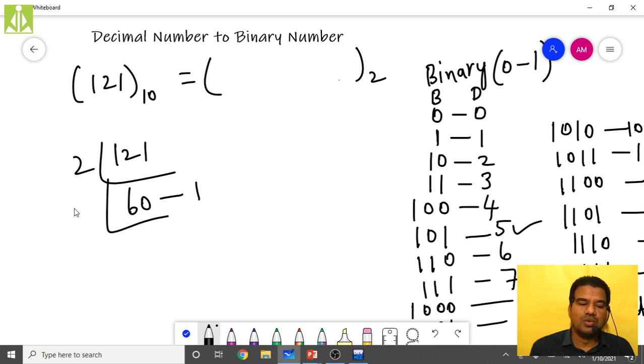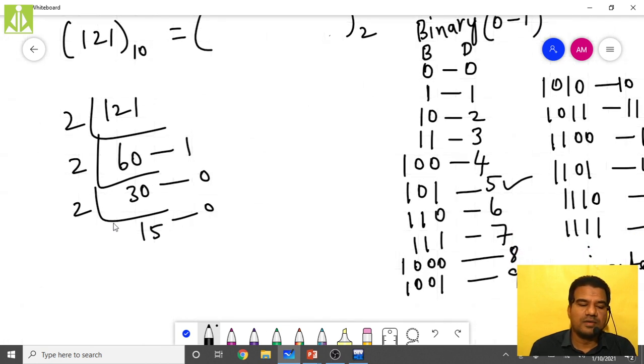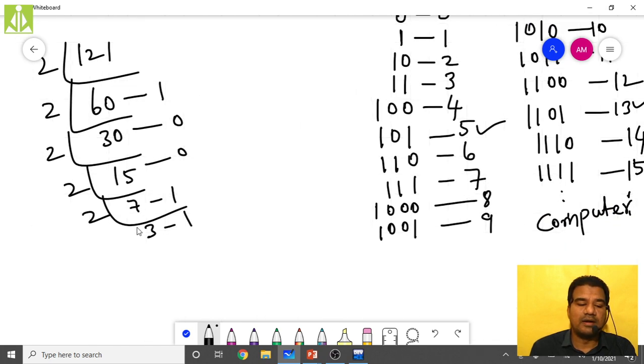Then 2 thirties are 60, and the remainder will be 0. Then 2 fifteens are 30, remainder 0. Then 2 sevens are 14, remainder 1. Then 2 threes are 6, remainder 1. And 2 ones are 2, remainder 1.